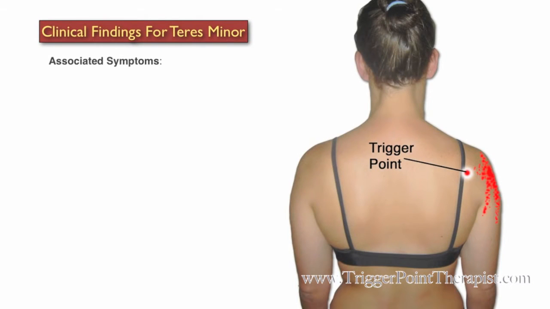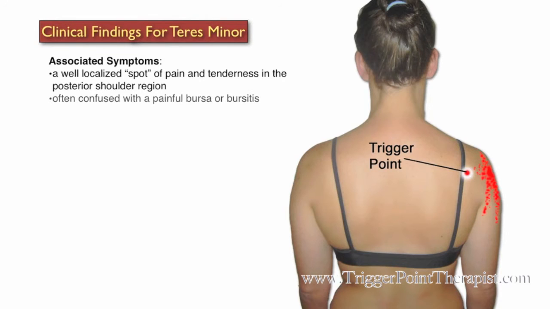Clinical findings for the teres minor trigger point. Dr. Travell refers to this muscle as the little brother to the infraspinatus muscle. Associated symptoms include a well-localized spot of pain and tenderness in the posterior shoulder region. This pain is often confused with painful bursa or bursitis.